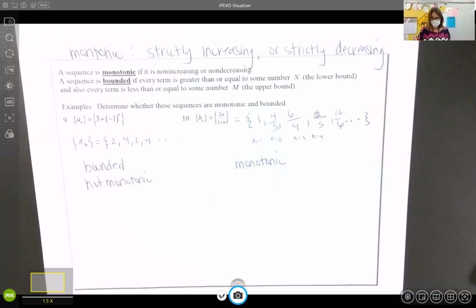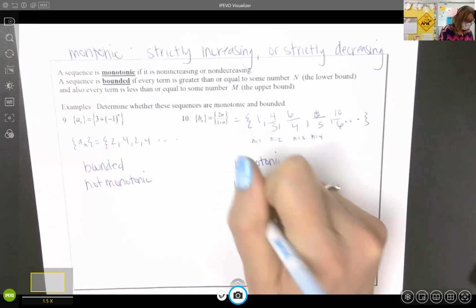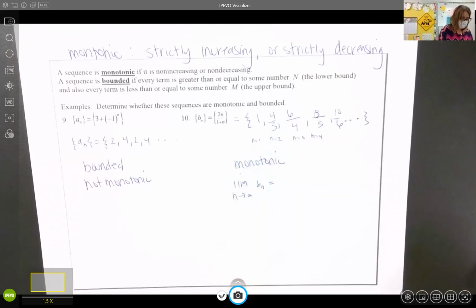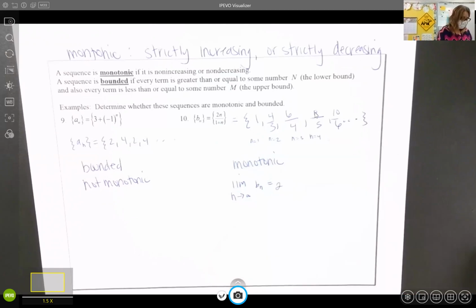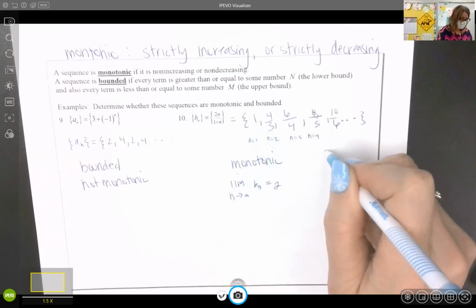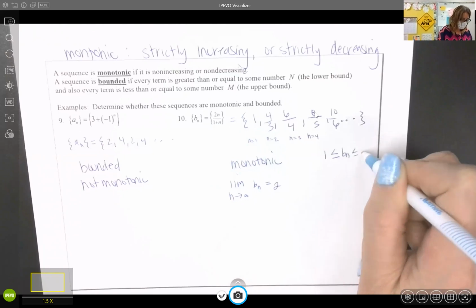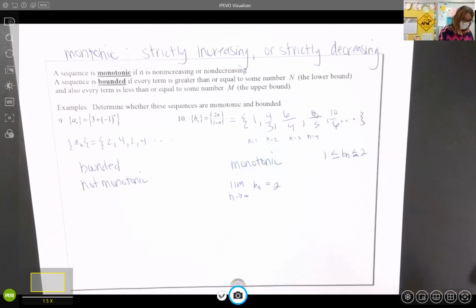So does it have a low number? Yeah, 1. And a high number? No. Is there a horizontal asymptote? No. Wait, as far as we know, we don't have the convergence or divergence. Okay, what's the limit as n approaches infinity of Vn? It's 2, right? So the lowest it's going to be is 1, and the highest it's going to be, right? That's not equal to 2. So that is bounded.